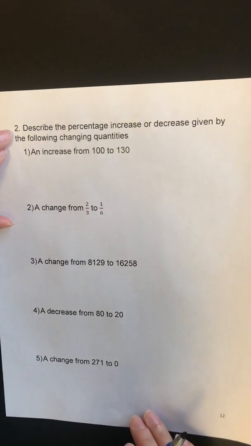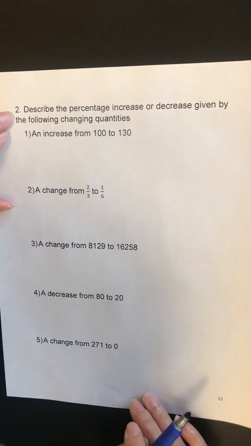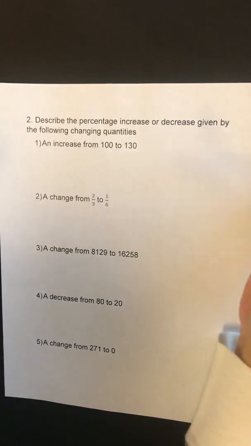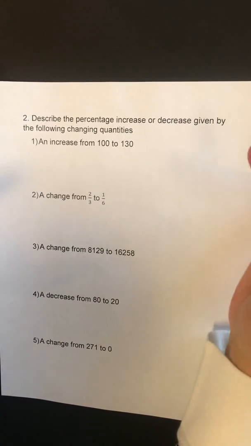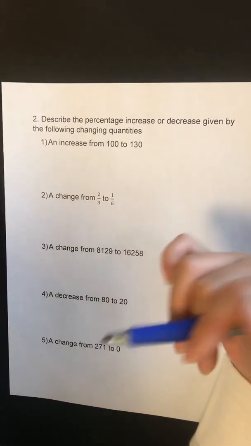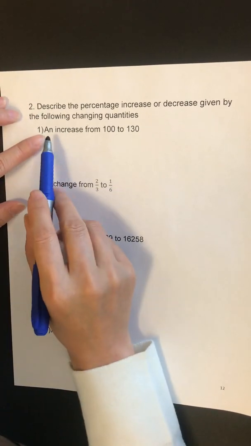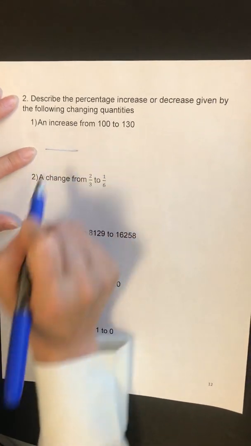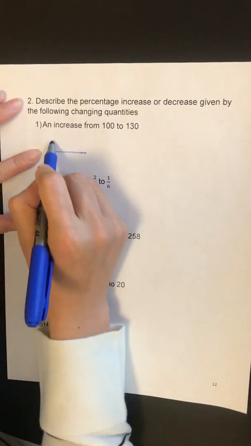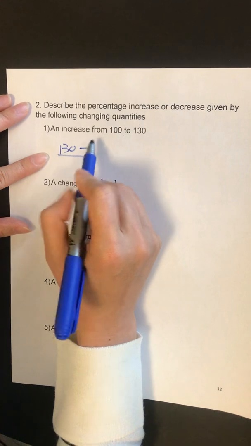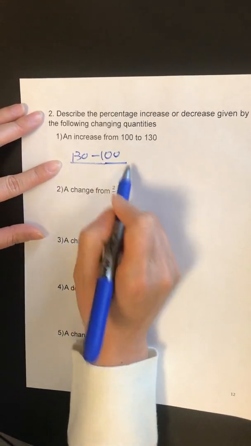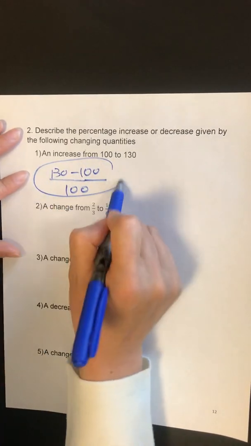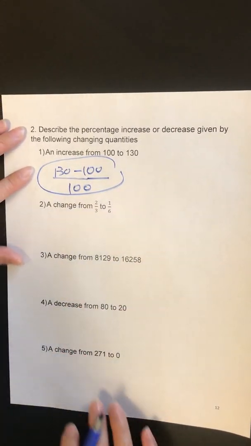Number 2, describe the percentage increase or decrease given by the following changing quantities. So remember, we said we want a difference, either increase or decrease, then divided by the original number. Okay, an increase from 100 to 130. If we want to do it in fraction form, the difference is final minus the number that you started with, and divided by the number you started with. This would be in percentage form.